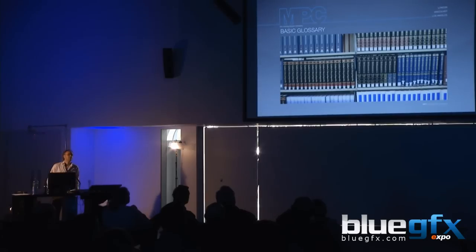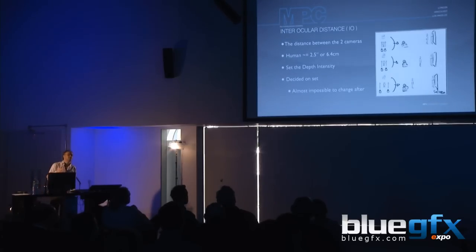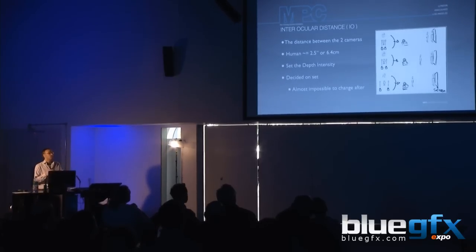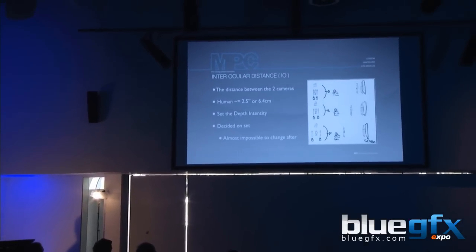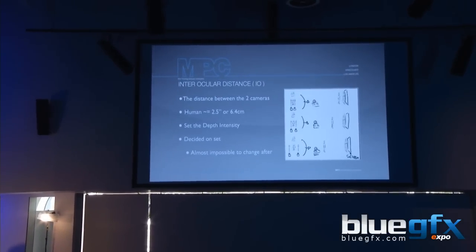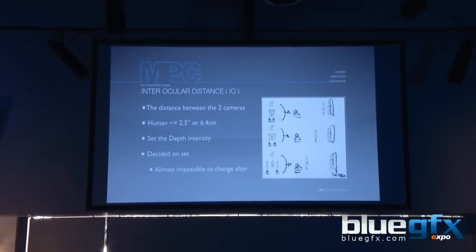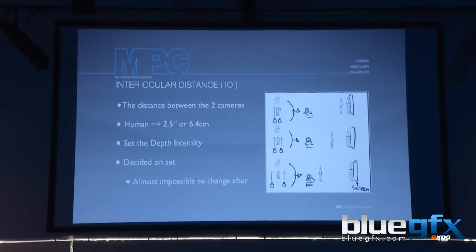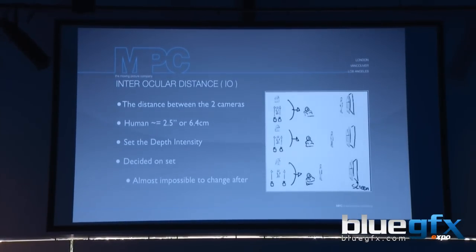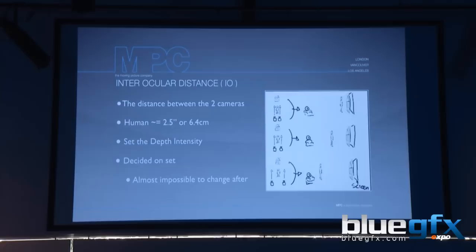So let's talk a little bit about the glossary. What are the new words, the buzzwords that you might hear that are new compared to what you knew last year? This one is almost the most important term for 3D moviemaking: the interocular distance. It's really easy to understand, it's the distance between the two cameras. You're filming 3D, so you're replicating what your binocular vision is doing. You're creating two images, slightly different for each eye, and that creates this perception of 3D. The distance at which you set those two cameras, those two acquisition mediums, is the interocular distance.